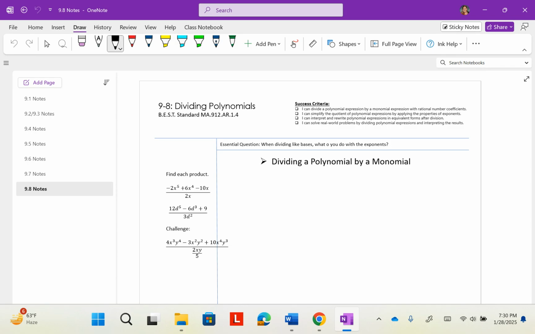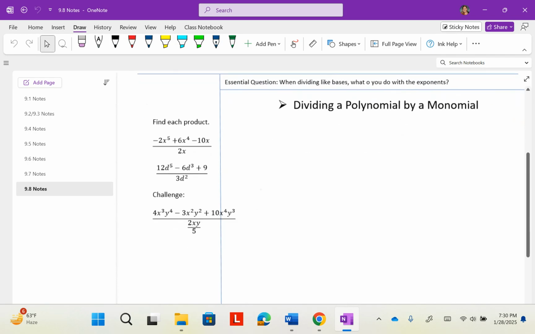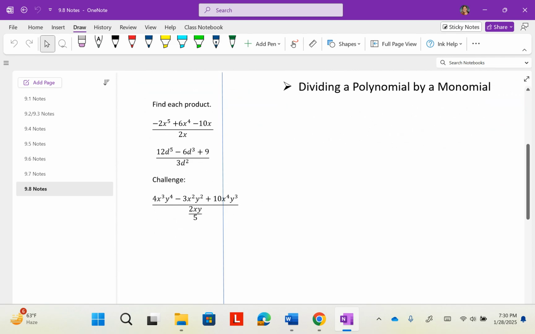Okay, so we're going to find each quotient, right? We're dividing. So it says find each product. I don't think that's right. Let's go ahead and rewrite this first problem. Negative 2x to the fifth plus 6x to the fourth minus 10x. Okay, and what I want to do is factor this by its greatest common factor.